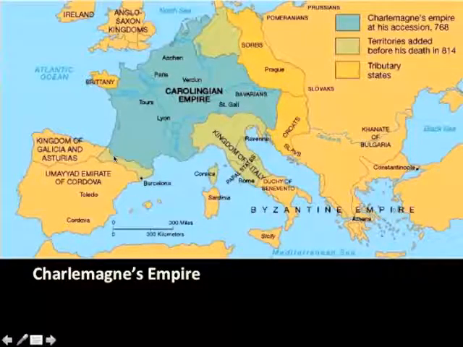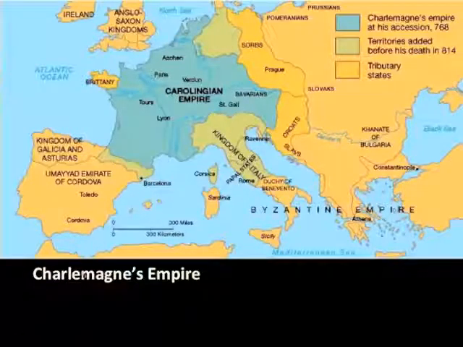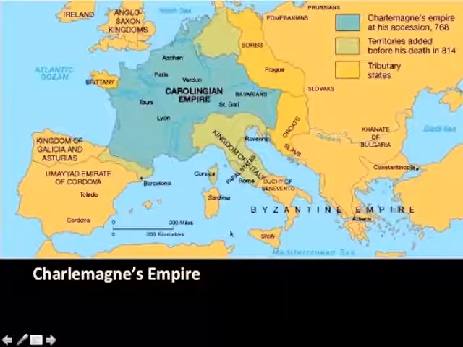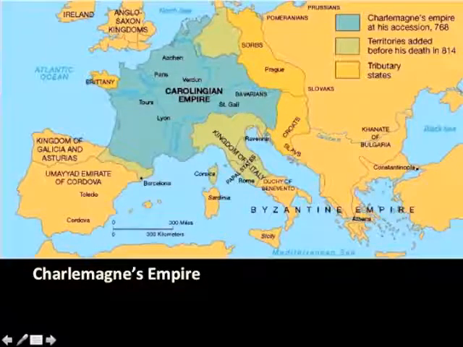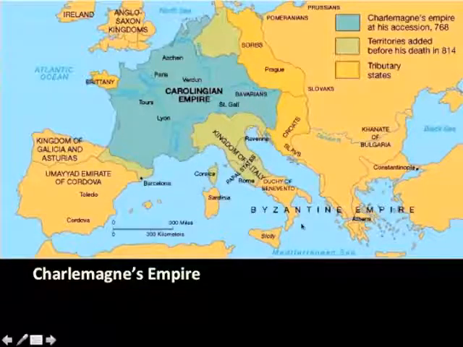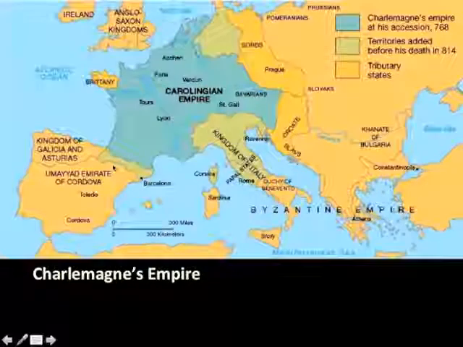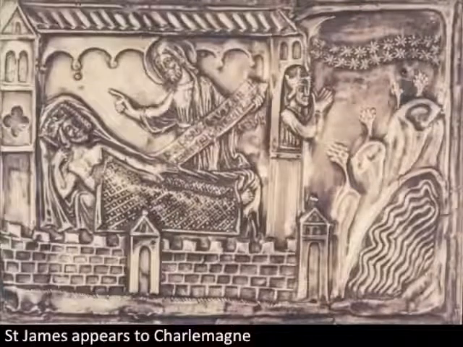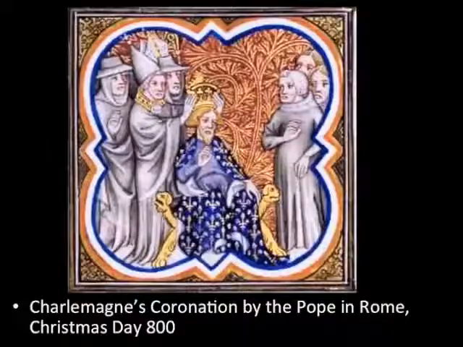And again, if you look over here, all of Spain at this period is under Islamic control, and all of the area in through here is under Islamic control. So Charlemagne consolidates this new kingdom that more or less is France and Germany as his new kingdom. This is Charlemagne's vision where St. James appears to him and tells him, "Go forth and conquer." And this is his magnificent coronation by the Pope in Rome.